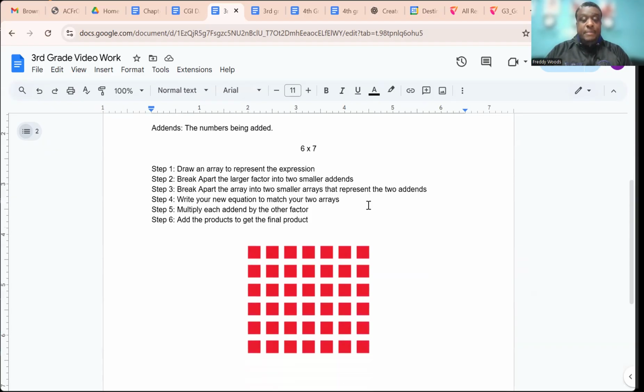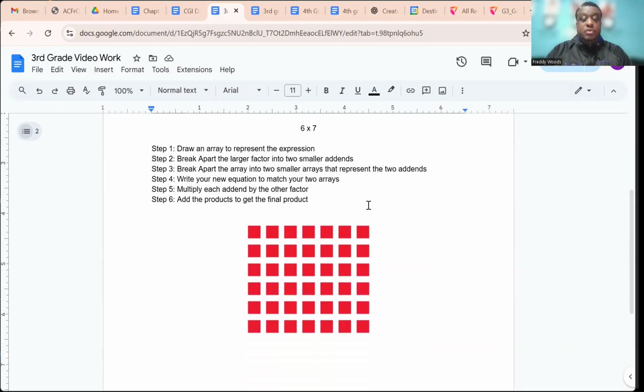All right. So I want to multiply 6 times 7. Now, when I'm trying to multiply 6 times 7, I see that's the bigger factors. So the first thing I'm going to do is draw an array to represent the expression. I have 6 rows, 1, 2, 3, 4, 5, 6. And I have 7 columns, 1, 2, 3, 4, 5, 6, 7. Let's just write that to make that clear.